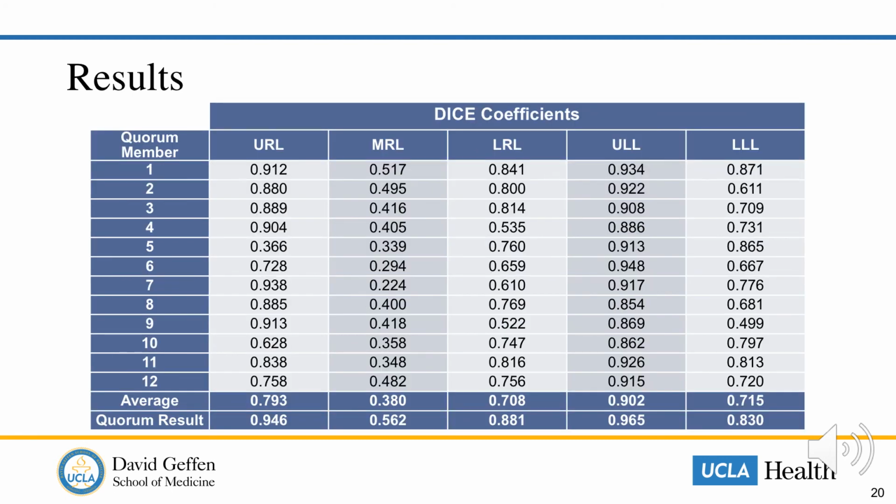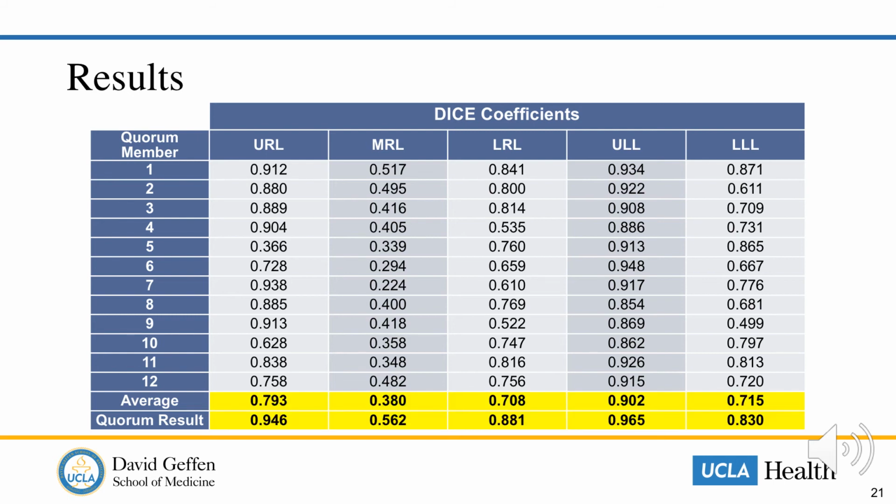In order to show the benefit of a quorum-based vote approach over the use of a single network, this chart shows the result for each quorum member and each lung lobe for a representative patient. For every metric, the quorum-voted segmentation performed better than any segmentation from a single member network for dice similarity coefficient.